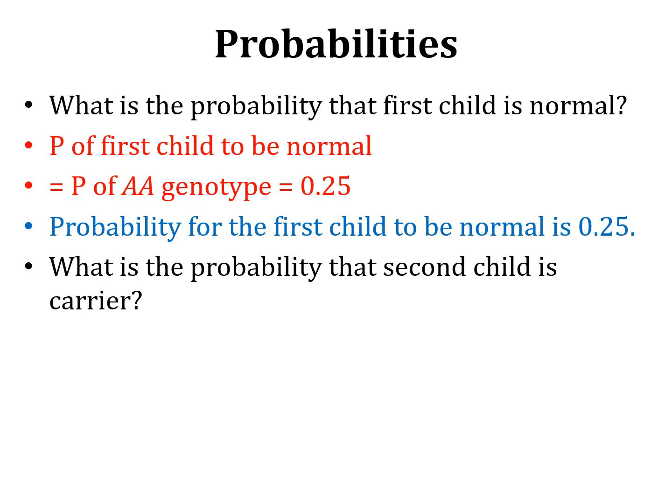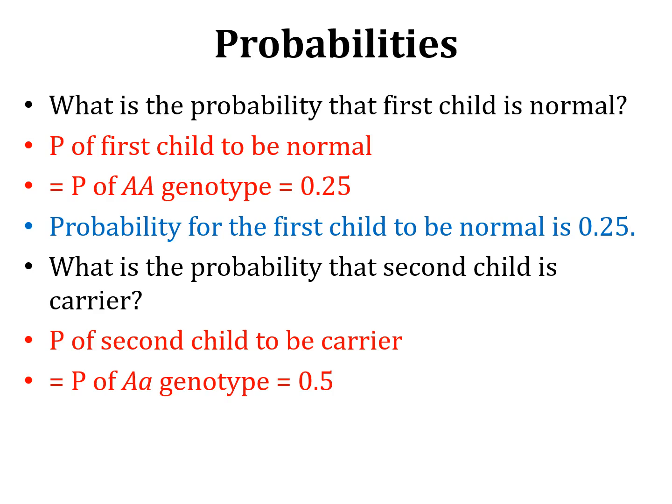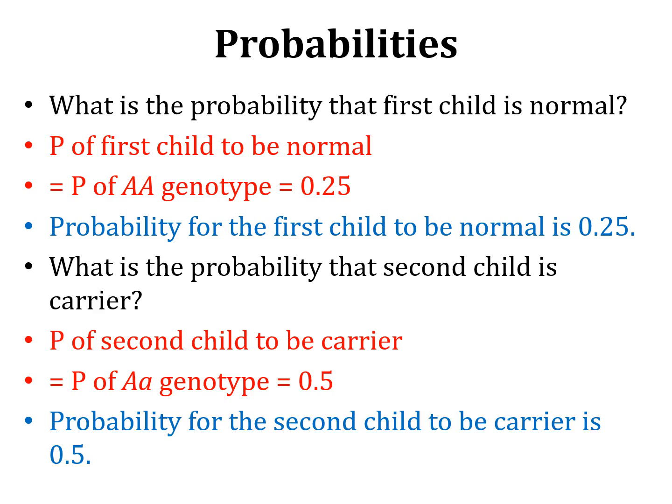The second question is, what is the probability that the second child is a carrier? Do you remember what the probability for carriers is? It is the probability for the heterozygous individuals, and that probability is 0.5. So our answer is that the probability for the second child to be a carrier is 0.5. This is our second question.